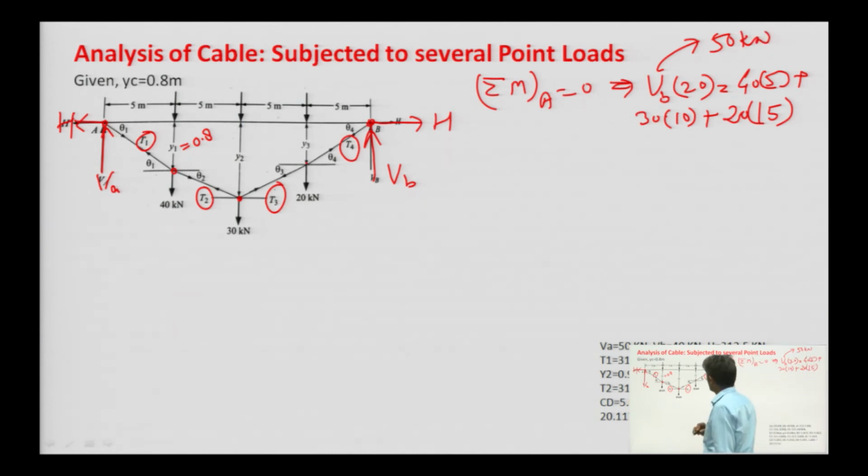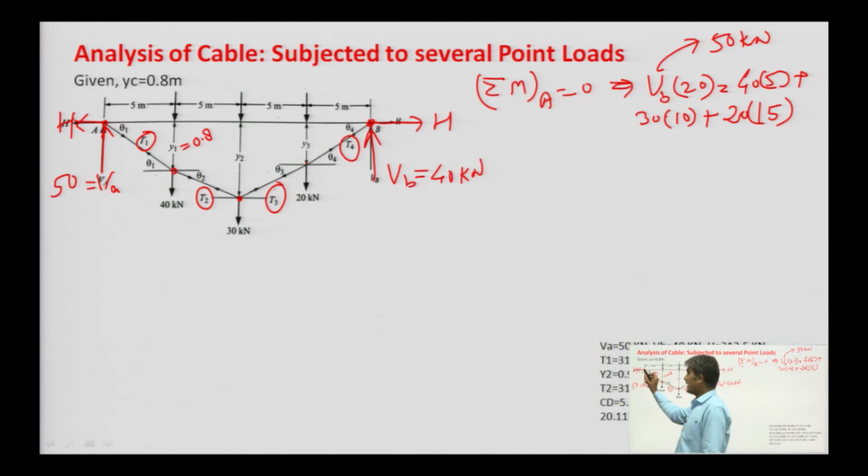By calculating, you will get the value of VA as 50 kilonewton. Since the total load is 40 plus 30 plus 20, the value of VB will be equal to 40 kilonewton.